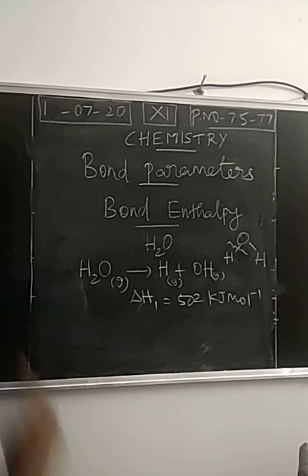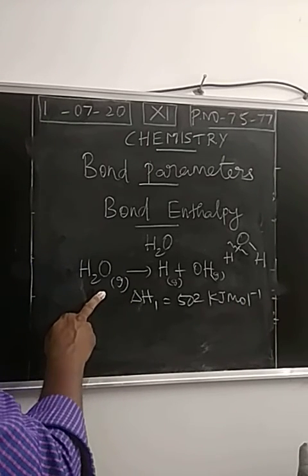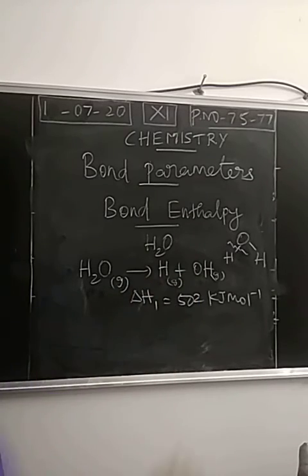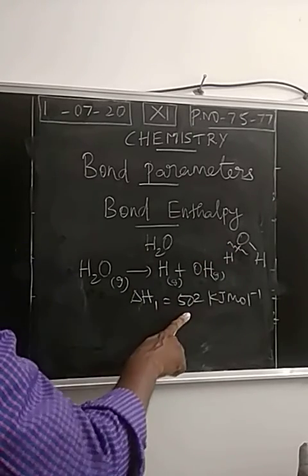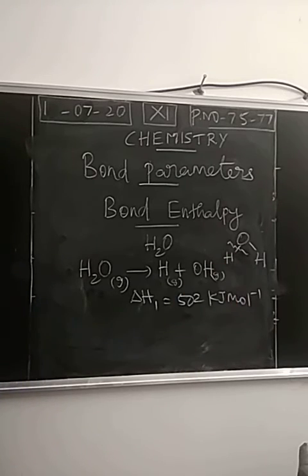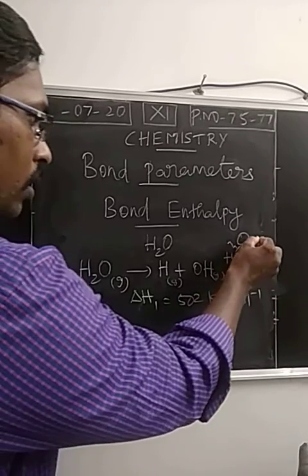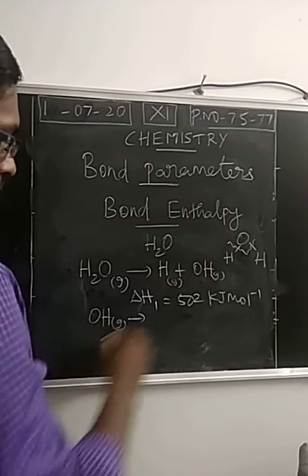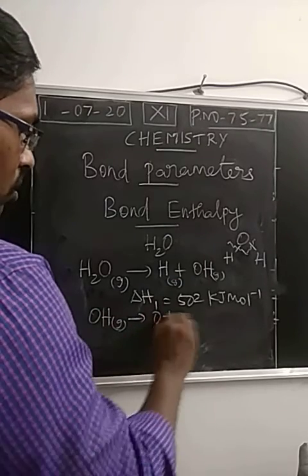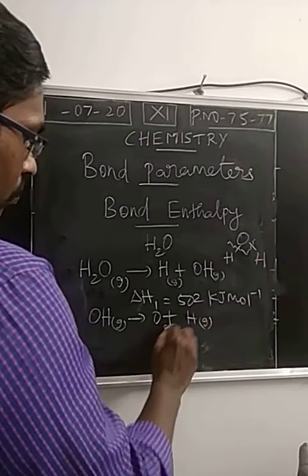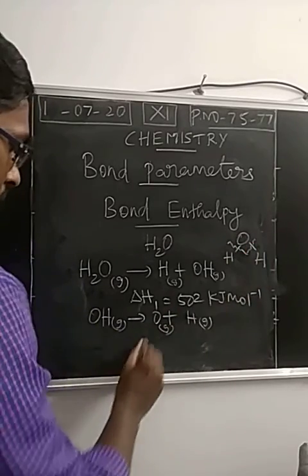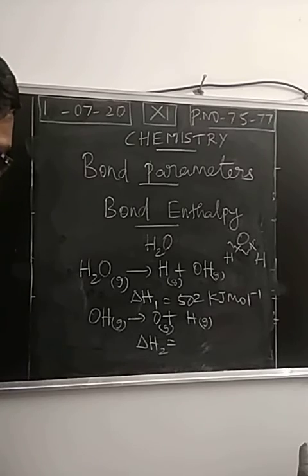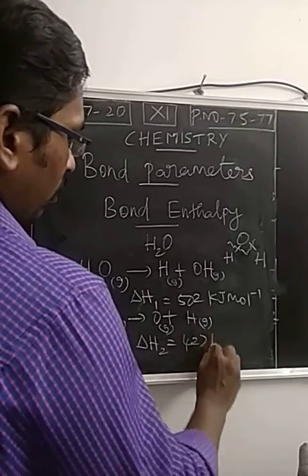So when we supply energy to the water molecule, it becomes hydrogen as well as OH. So we break this bond. The energy required to break the bond is 502 kilojoule per mole. Again, we have to break this covalent bond. So OH will become oxygen and hydrogen. To break this covalent bond, how much energy is required? Delta H2 is equal to 427 kilojoule per mole.